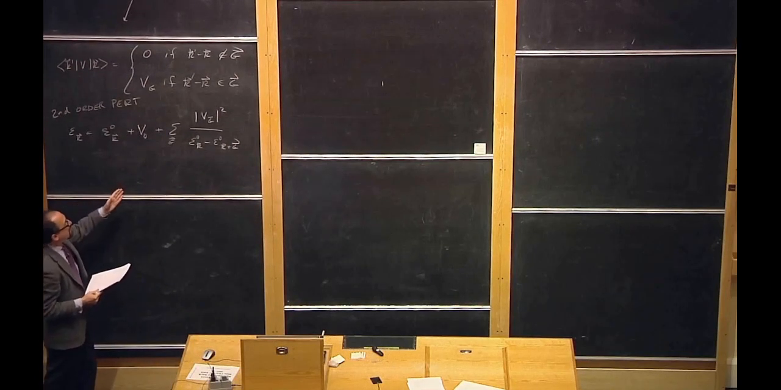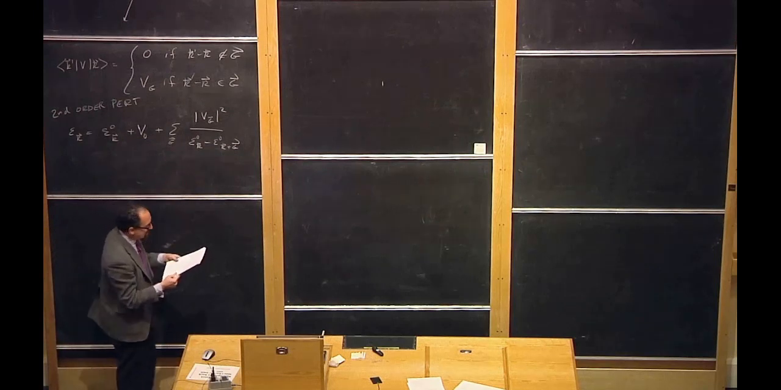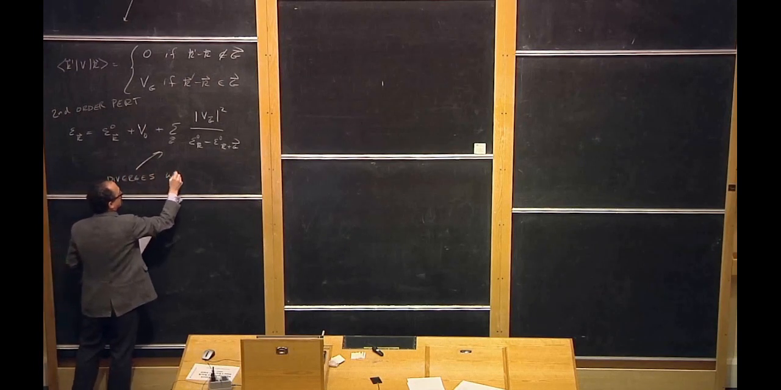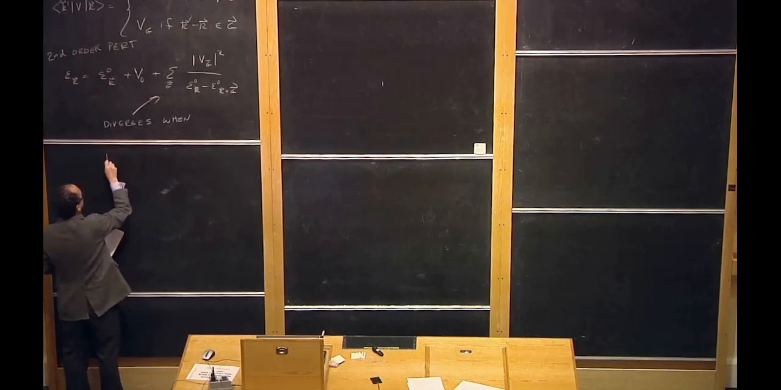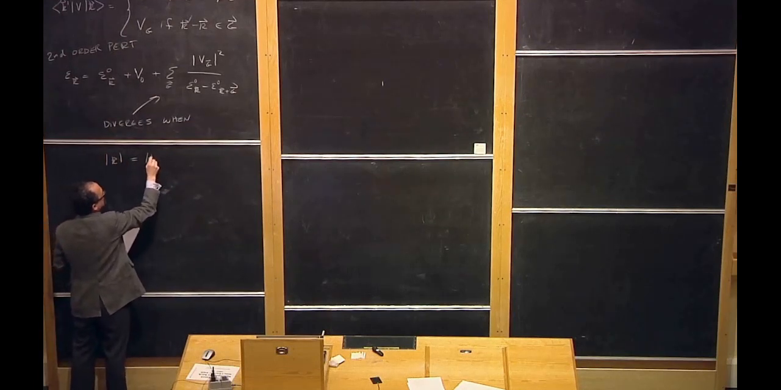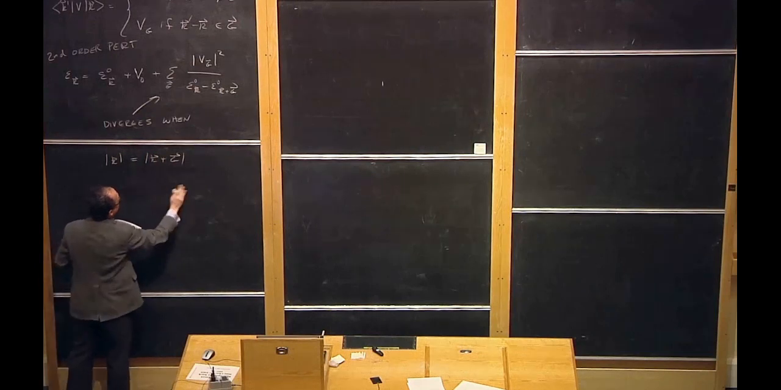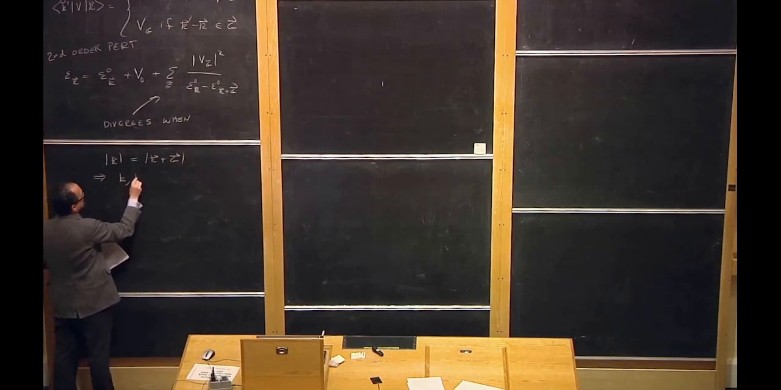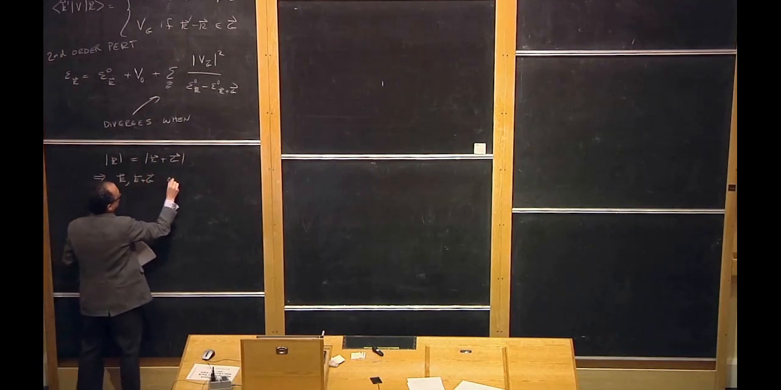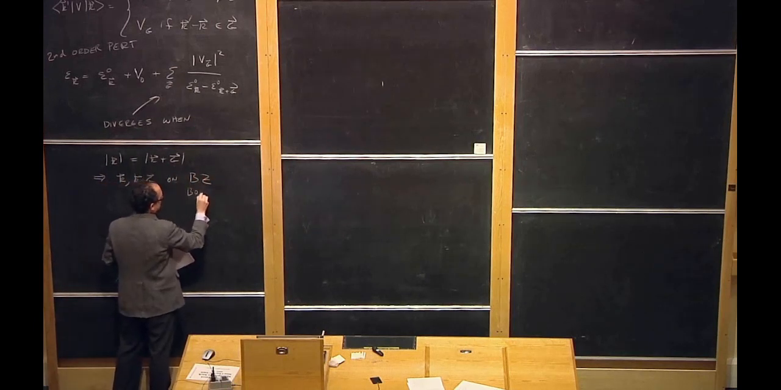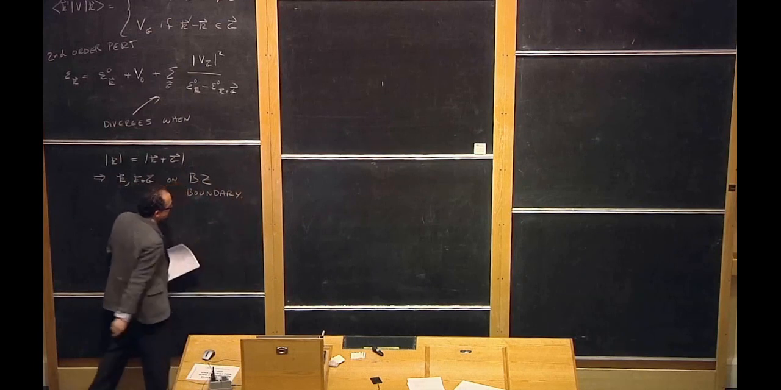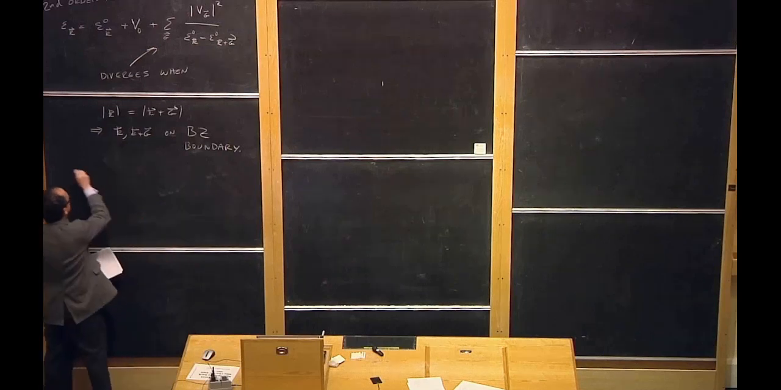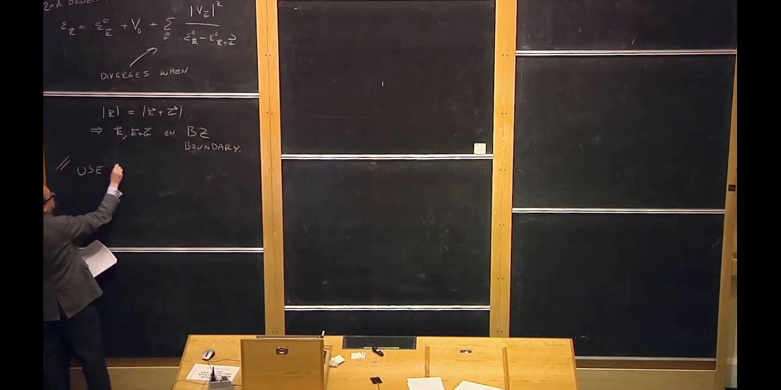And the thing that one has to worry about is that the denominator can be either zero or close to zero. And that happens when, so this diverges when we have absolute k being equal to absolute k plus G, so that the energy of k and energy of k plus G are the same. And that is equal to the same condition as k and k plus G being on the BZ boundary, Brillouin zone boundary. So in that case, we have a problem. Our second order perturbation theory doesn't work because of this degeneracy. And what we're supposed to do is use degenerate perturbation theory.